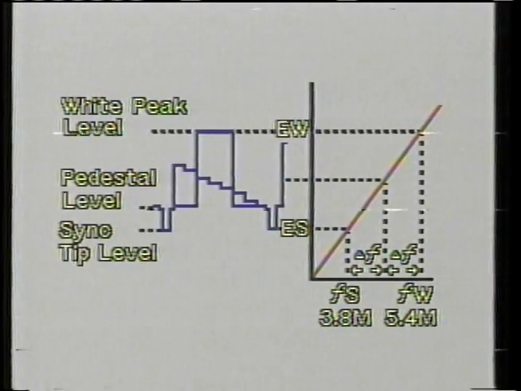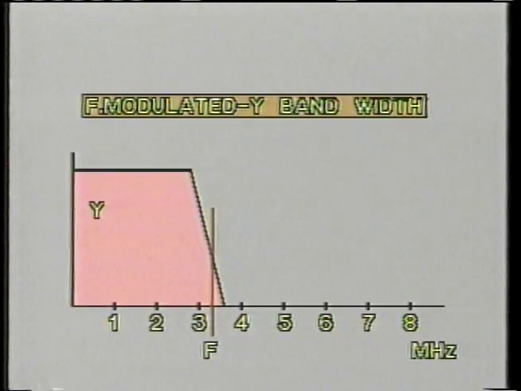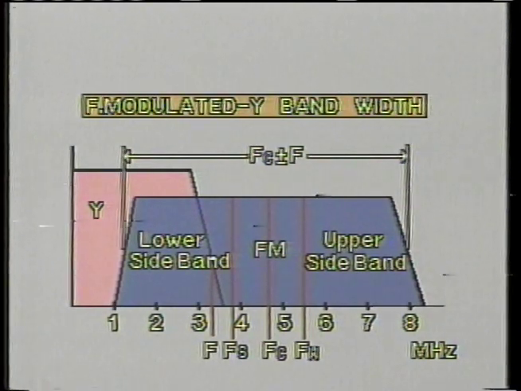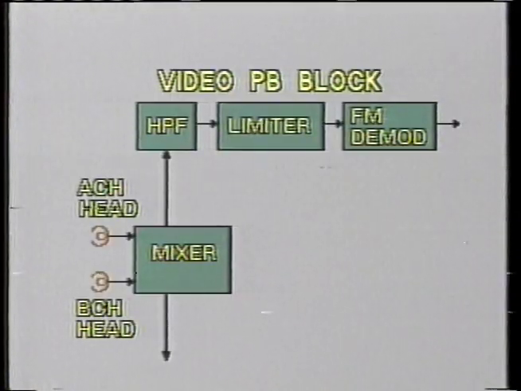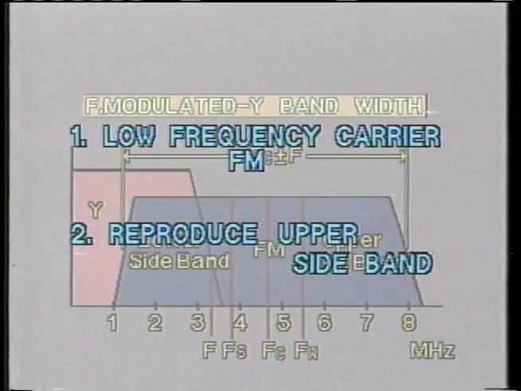In the U-Matic system, the lowest sync tip modulation frequency FS is 3.8 MHz, and the highest white peak modulation frequency FW is 5.4 MHz. This way, the required bandwidth can be greater than FC plus or minus F. And when the frequency modulated signal on the magnetic tape is recorded or played back, even if the upper sideband is not transmitted, the limiter circuit can reproduce it during playback. Using these two methods, the recording bandwidth can be used with optimum efficiency.